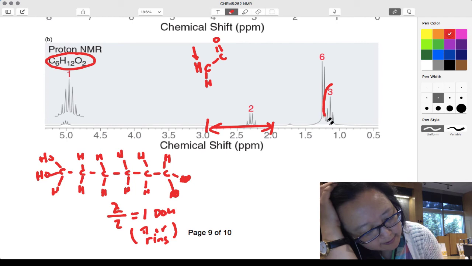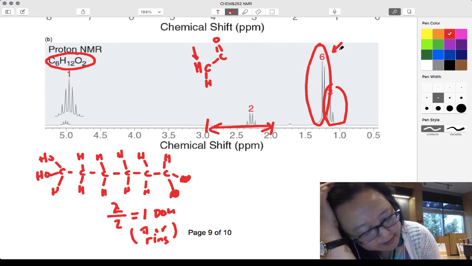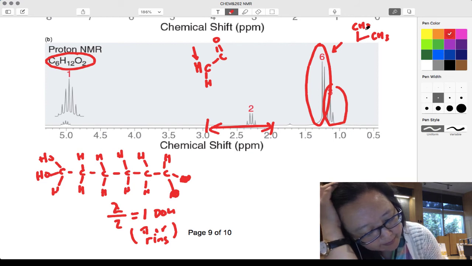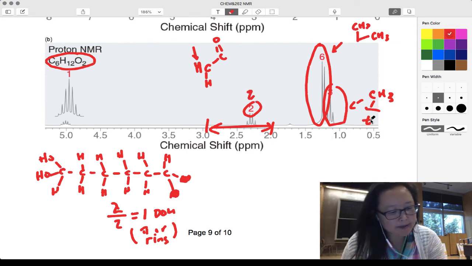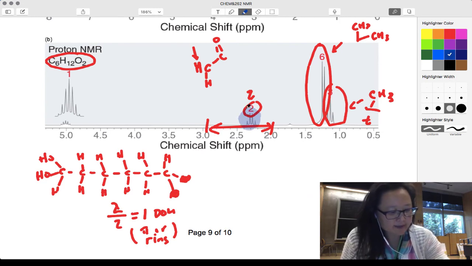I also see a triplet and a doublet here. So that might tell me something. 6H here tells me it might be 2 methyl groups with 1 neighbor nearby. And then this one here tells me that I might have a CH3 with 2 neighbors nearby. Now here are those 2 neighbors, and this one's a quartet. This one's a triplet. Do you guys remember that pattern? I have a triplet and a quartet.